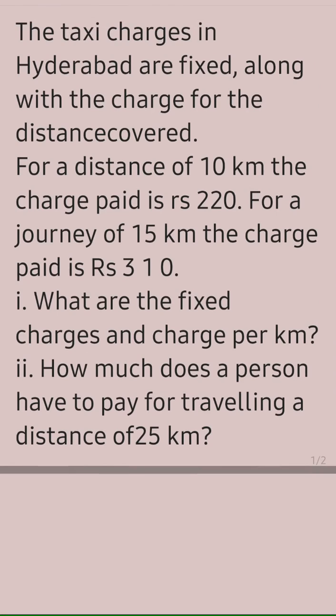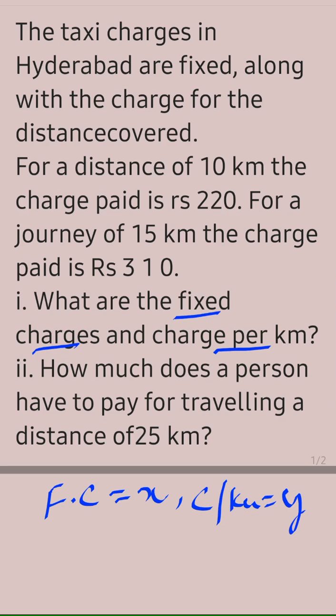Now our target is to find x and y. Here the question is, what are the fixed charges and the charge per kilometer? So we are going to take the fixed charge as x and the charge per kilometer as y. Two variables we got. Now by making a relation between these two, we have to make one equation. The first one is what?